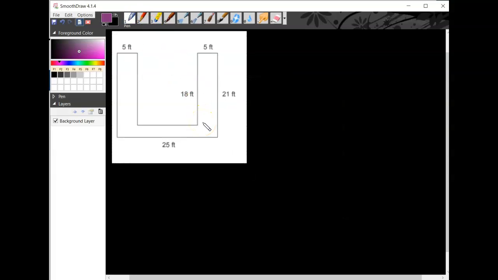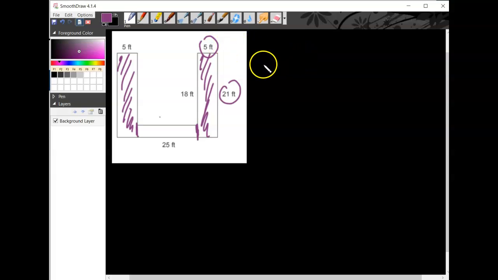You have some options on how you cut this thing up. Okay, so I think what I would like to do, how about I do two, and these should be identical. These should be identical rectangles if I cut it up like that. We have a base and a height right there, 5 and 21.